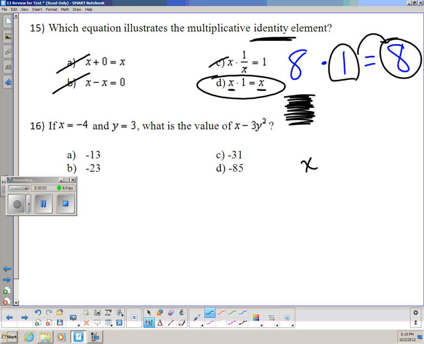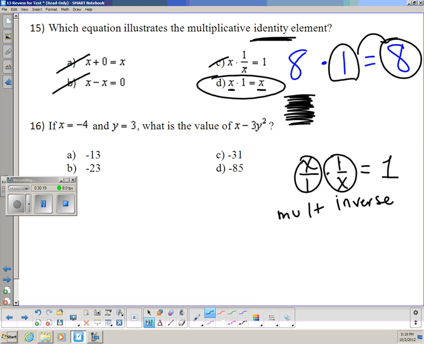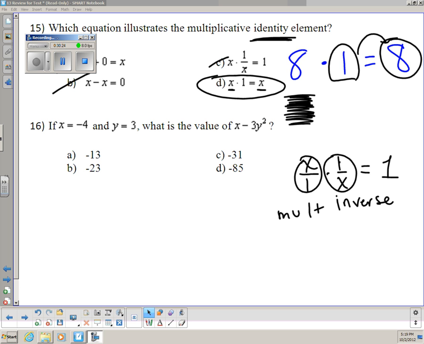Choice C would be when I'm multiplying reciprocals, because x is really x over 1 times 1 over x, and that equals 1. This would be the inverse property, or the multiplicative inverse. I see reciprocals. Okay? All right, number 16 is another evaluation question.